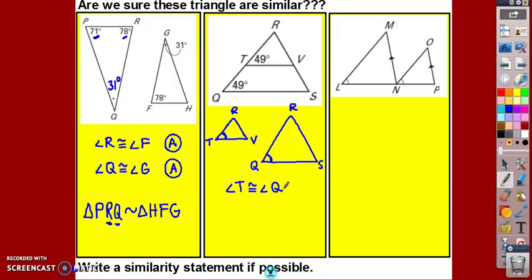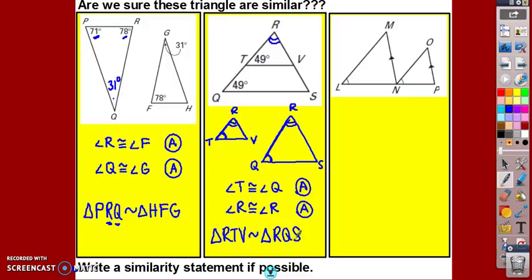It turns out they're sharing angle R, right? Angle R has to be congruent to angle R. Which property is that? The reflexive property. So I've got two sets of congruent angles. That means automatically V and S are congruent, those angles. On top of that, I know that all those sides are going to work out proportionally. So I can say the triangle RTV is similar to triangle RQS.